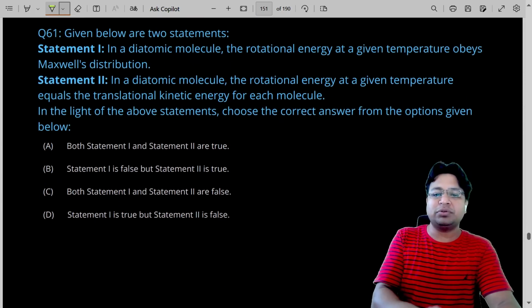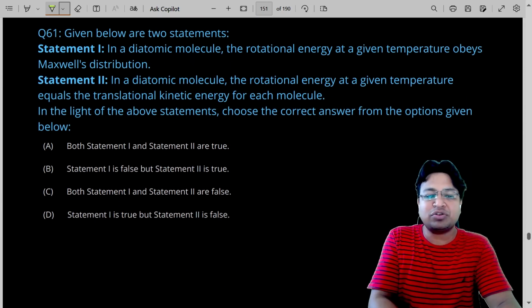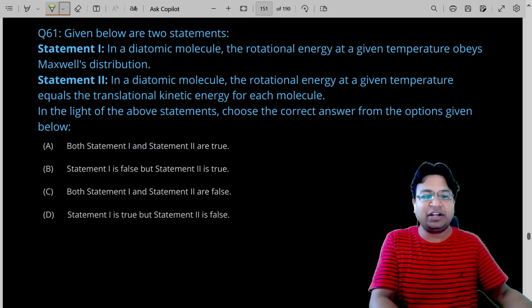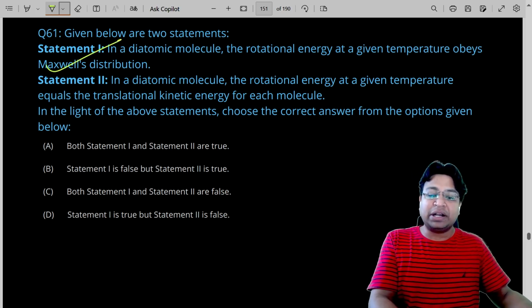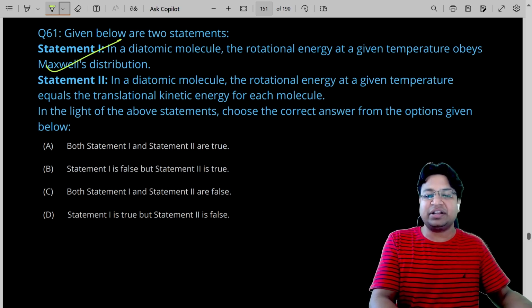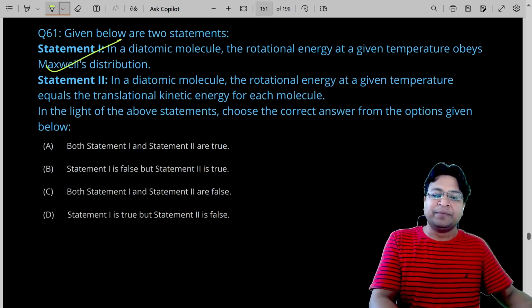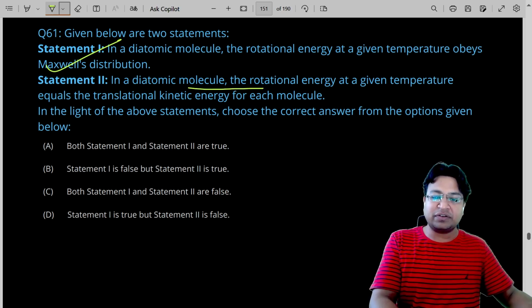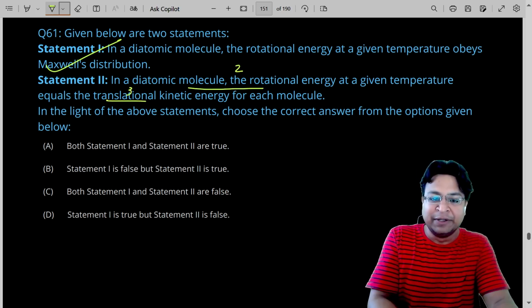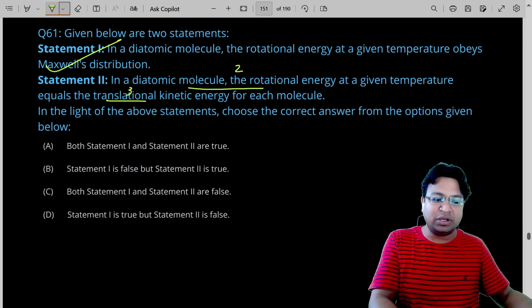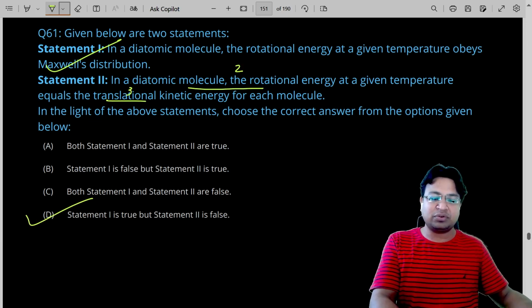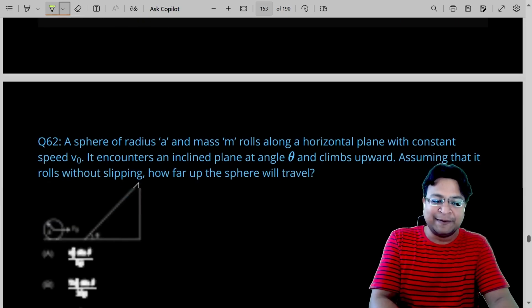Next we go to question number 61. It says in a diatomic molecule, the rotational energy at a given temperature obeys Maxwell's distribution. Now, this part is correct. It does. Diatomic molecule, the rotational energy at a given temperature equals the translational kinetic energy. Now, that is wrong because in a diatomic molecule the rotational degrees of freedom are 2, whereas the translational degrees of freedom are 3, and each degree contributes equally. So these two energies are not equal. Therefore, statement 1 is true, but statement 2 is false. So option D would be the right statement here.